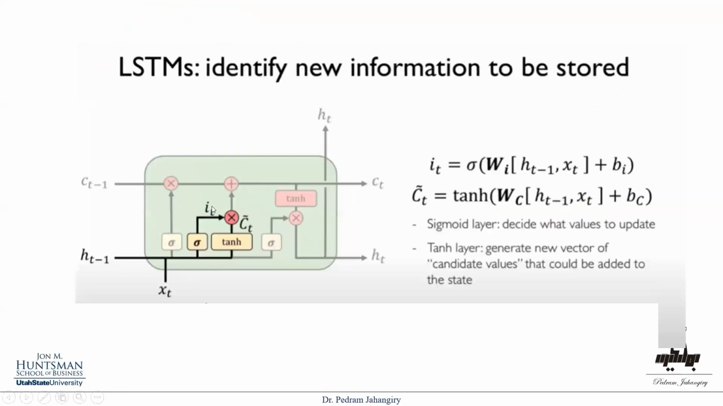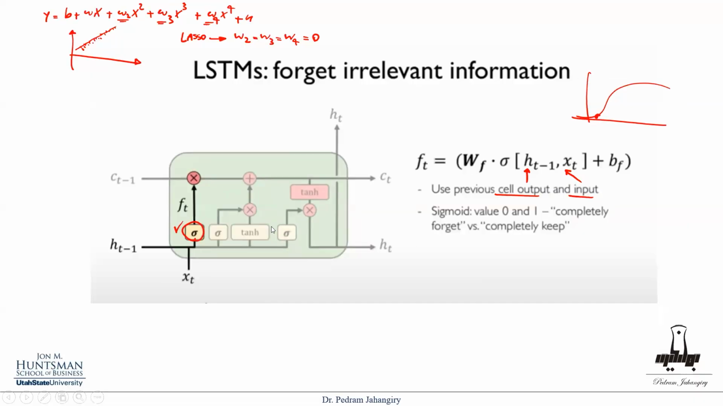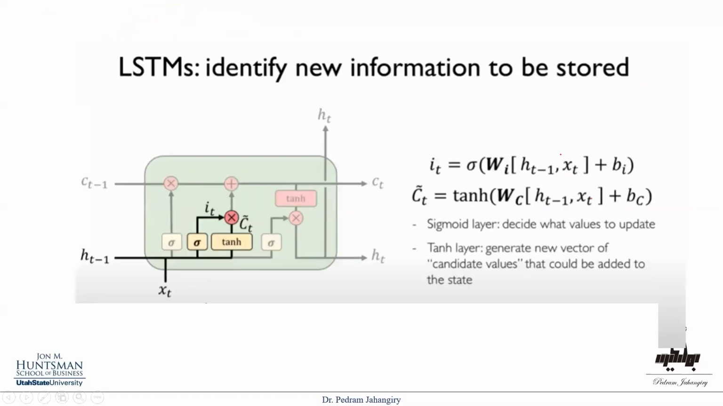Then we have this I and C tilde, right? So again, all of them, look at I, C tilde, F. They're all a function of the previous hidden state and X. Look at that, previous hidden state, X. But you're all getting the same data.